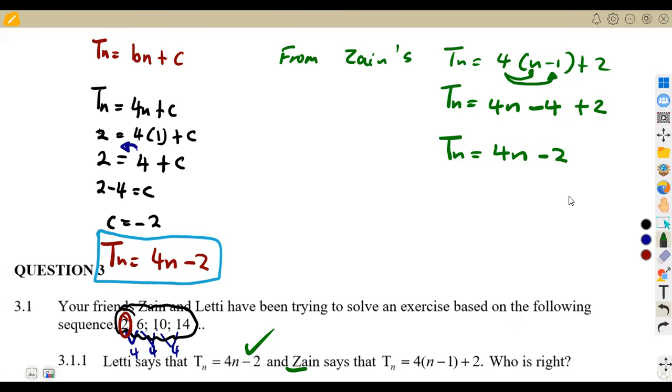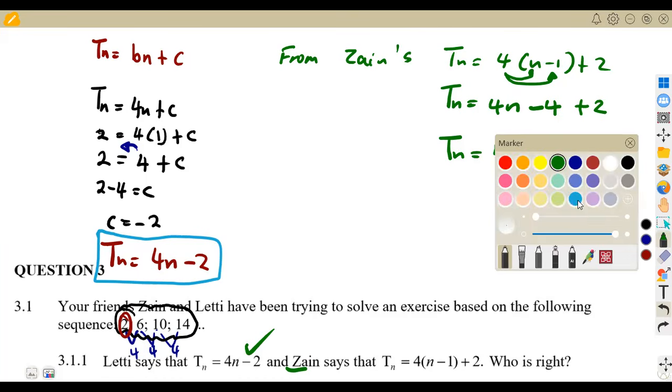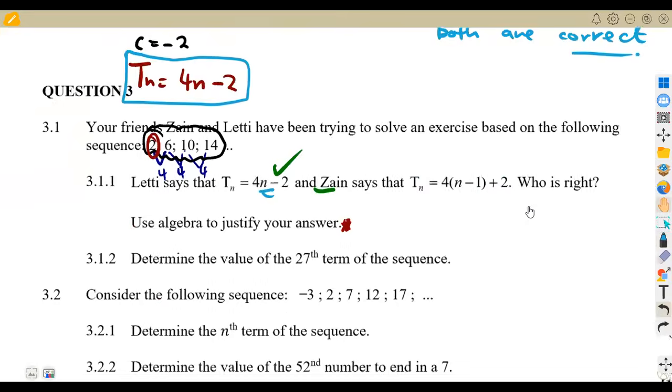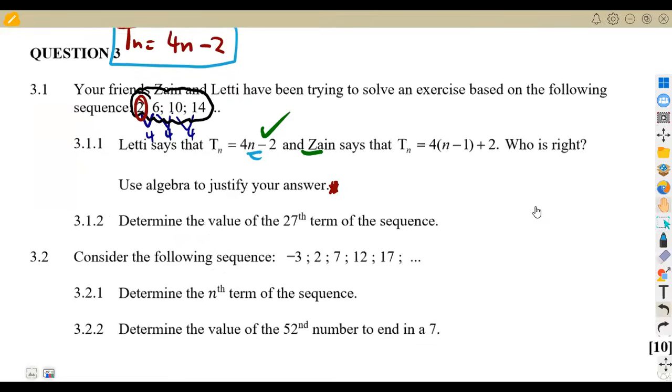So this is the same as Letty's for the one that we have. So in this case, both are correct. Okay, it's one and the same thing. This part, when simplified in simplest form, gives us the same thing as what Letty obtained. All right, so that is how you're supposed to attempt this typical question, to use algebra to justify the answers. Okay, that was just 3 marks for that.